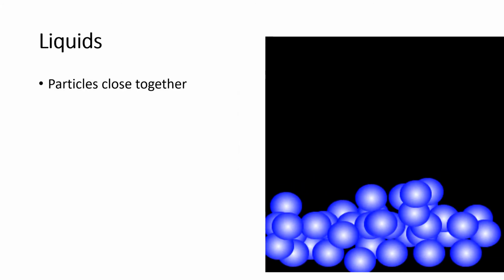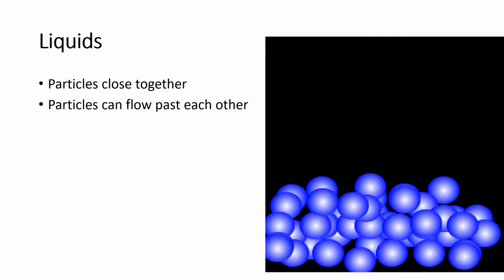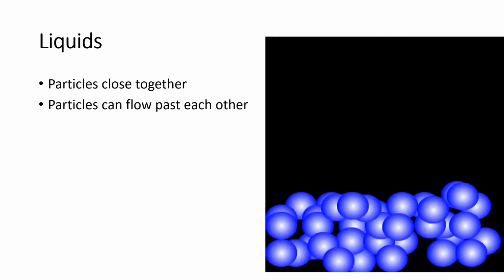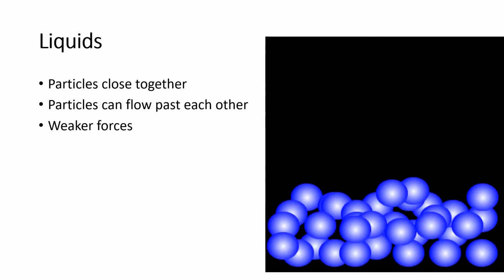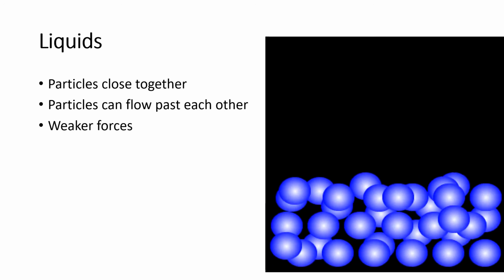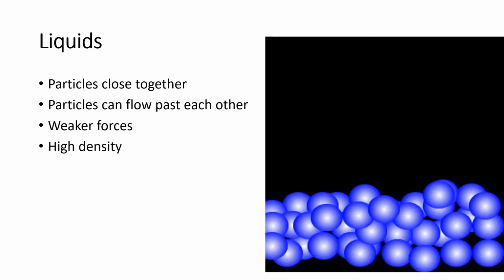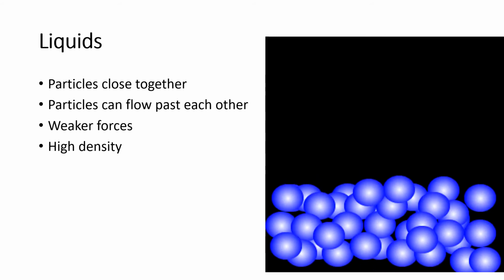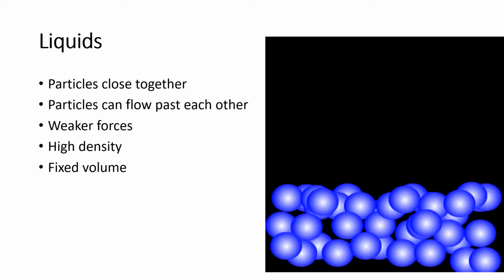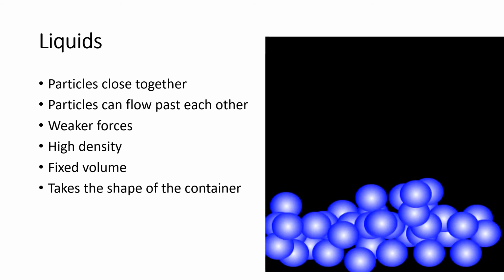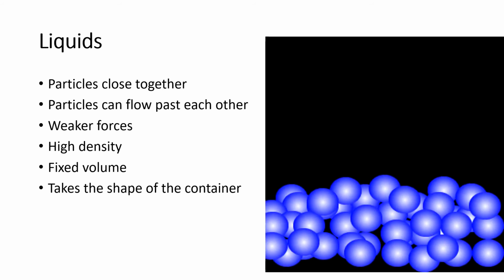Liquids, the particles are still very close together, but they can now flow past each other. They're no longer fixed in position. This means there are weaker forces between the particles, but they still have a high density. They have a fixed volume, but they take the shape of their container.